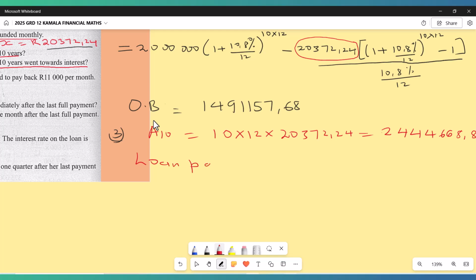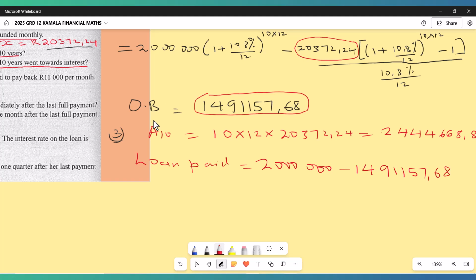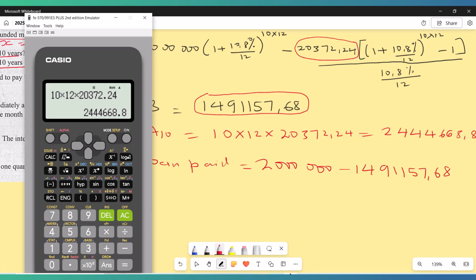So the loan paid so far after 10 years is going to be the original 2 million, the 2 million all together, minus the outstanding balance, which you see here, that is 149,157.68. Let's calculate again.